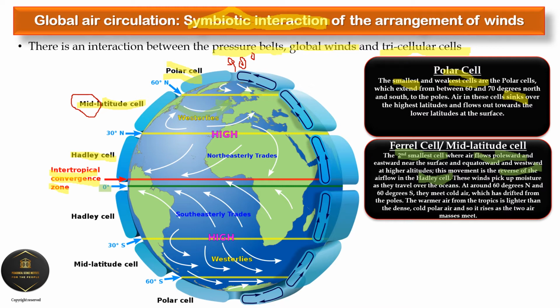And we say that these winds pick up moisture as they travel over the ocean, which means they bring this warm, moist air when they meet with cold polar dry air. And at around 60 degrees north and 60 degrees south, they meet what? They meet the cold air, as I said, which has drifted from the poles. Now the warmer air from the tropics is lighter. We know that warm air is less dense. So since it is lighter, then it means now the cold air will be more dense.